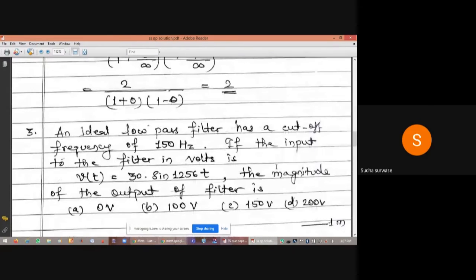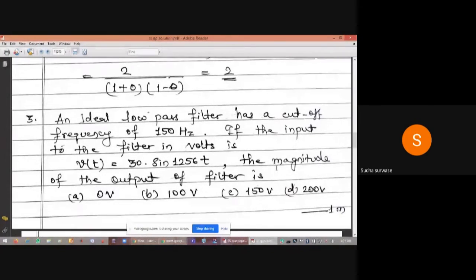Here is the next one. An ideal low-pass filter has a cutoff frequency of 150 Hz. If the input to the filter in volts is v of t equal to 30 into sine of 1256 t, the magnitude of the output of the filter is? Options are given: 0, 100, 150, 200.